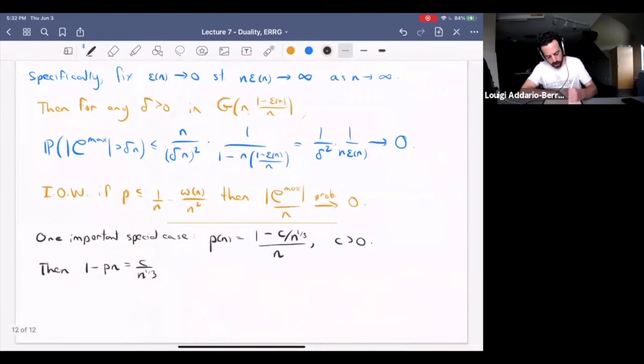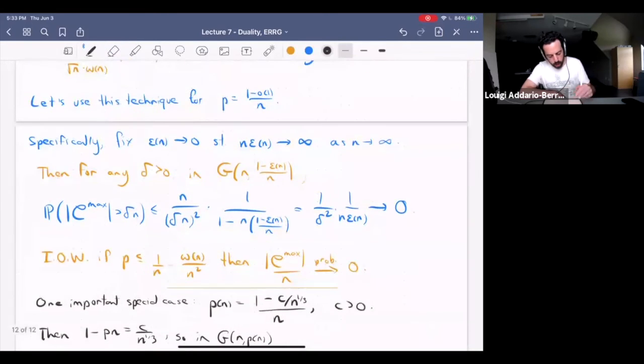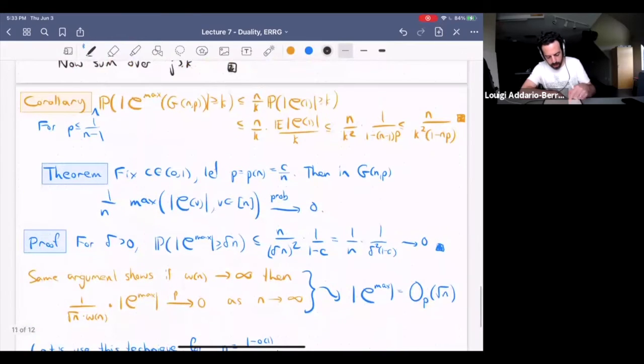Okay, and so in G(n,p), this tells us that the probability that the largest component has size bigger than some constant a n to the 2/3. You know, I'm using the constants that I know will work out, but it's not hard to figure out what they'll be just by staring at this.